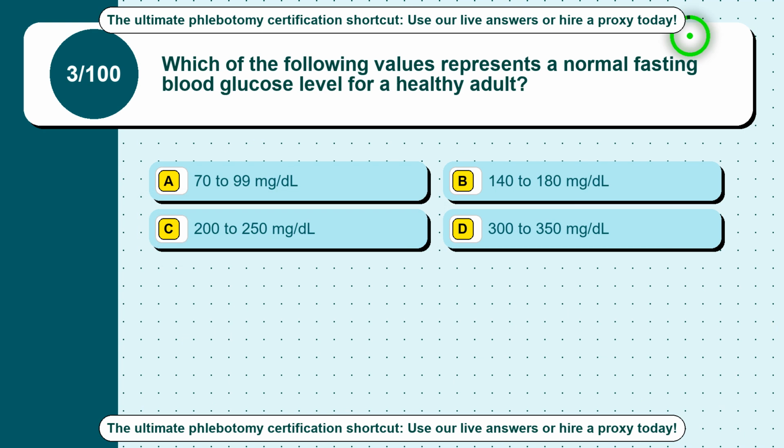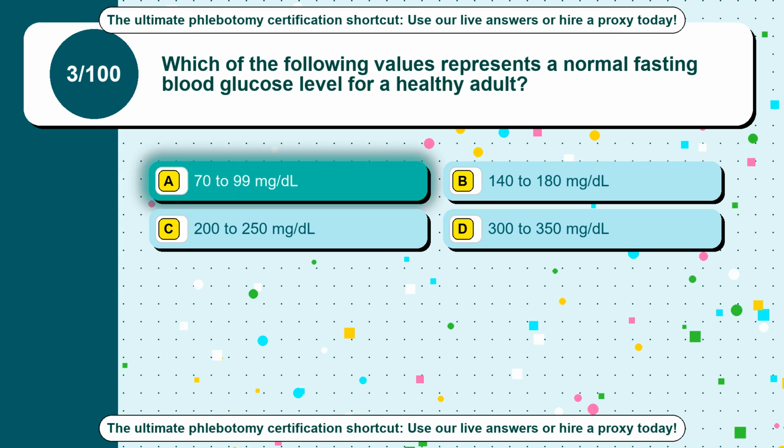Question 3. Which of the following values represents a normal fasting blood glucose level for a healthy adult? Option A. 70 to 99 mg/dL. Option B. 140 to 180 mg/dL. Option C. 200 to 250 mg/dL. Option D. 300 to 350 mg/dL. The correct answer is option A.